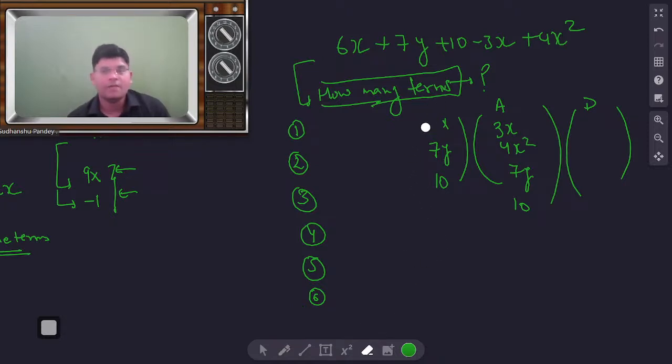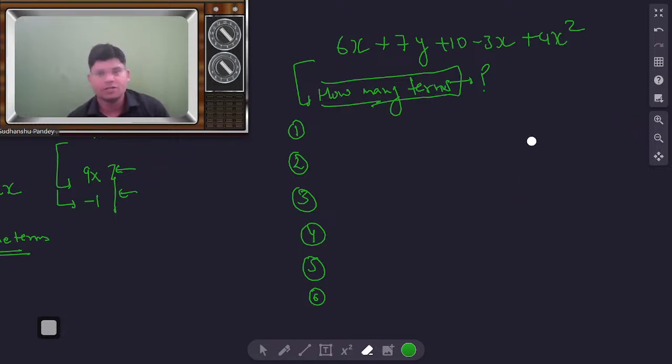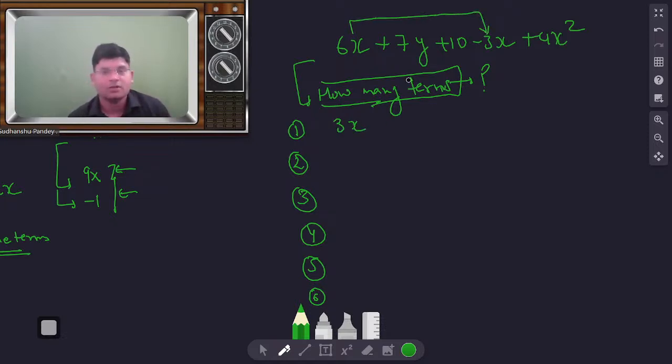So if I solve this particular expression, solving means I am going to reduce it. You can see that 6x minus 3x is going to be 3x. Now we don't have any term with respect to y, so we will write 7y. Then we have 10 as well. Then we have 4x square as well. So Anvita, you said very correctly. So there are how many terms? There are 4 terms.